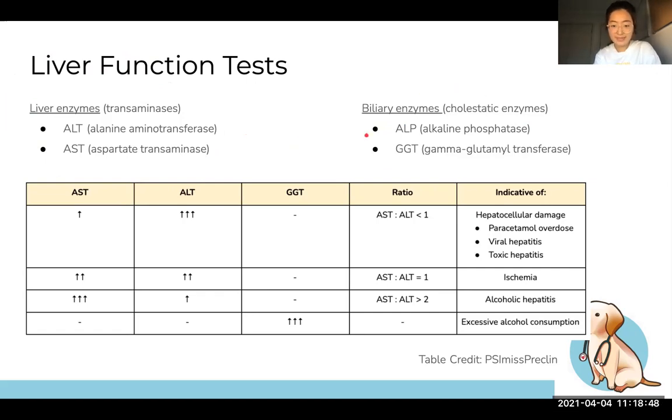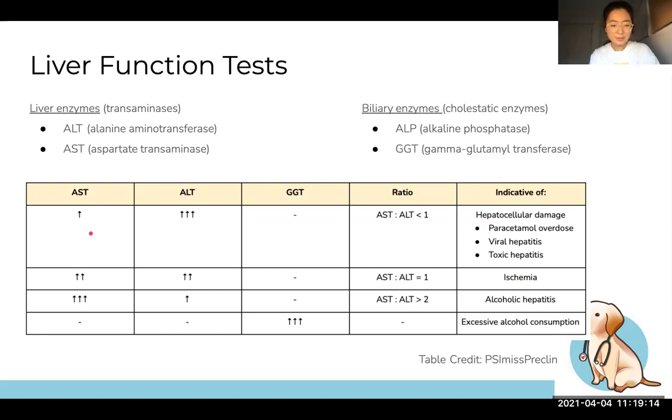Versus if you have an increase in ALP and GGT and not much of a change in your ALT and AST, that generally means that it's a biliary issue, or some problem inside the bile ducts compared to the liver. So this is a table. Big thanks to Karan for making all of these, pretty much summarizing the effects of the liver enzymes.